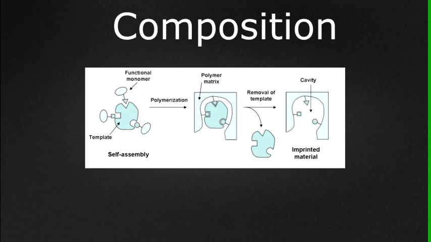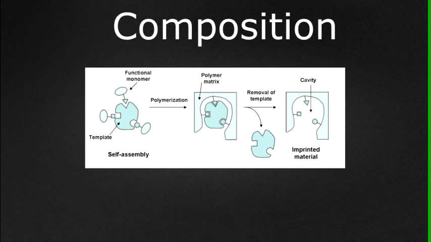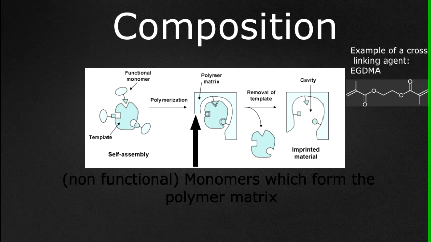Next, we have the template molecule, which is used to form the surrounding polymer. This is either the target molecule or a very similar one. Finally, we have the cross-linking agents. These are what join the functional monomers together to create the polymer. Without this, it would just be a target molecule with a few groups attached to it.